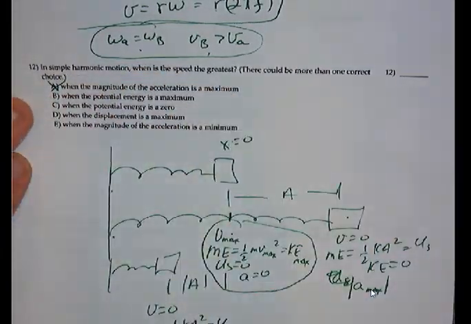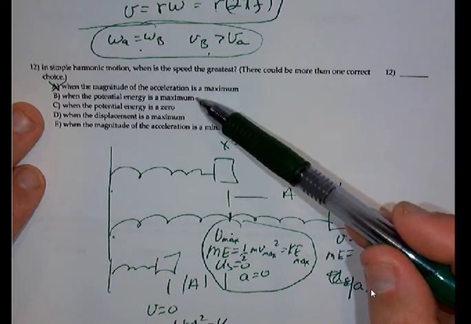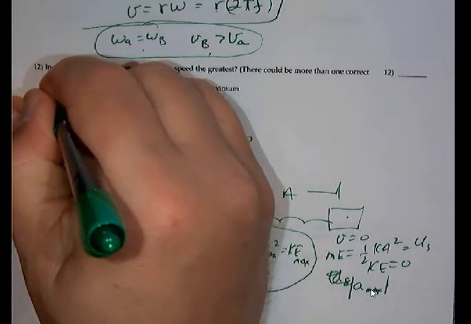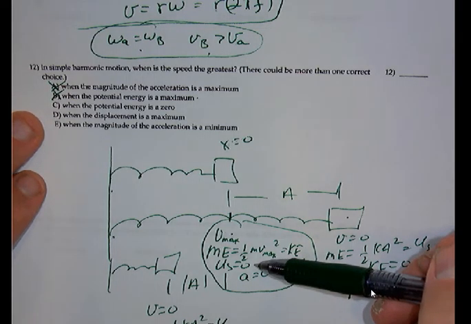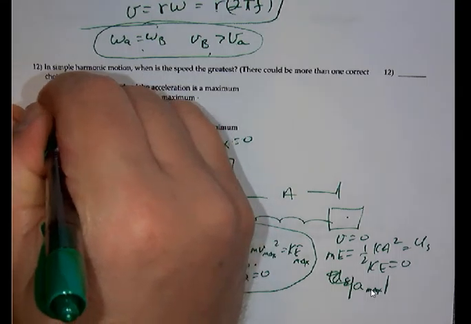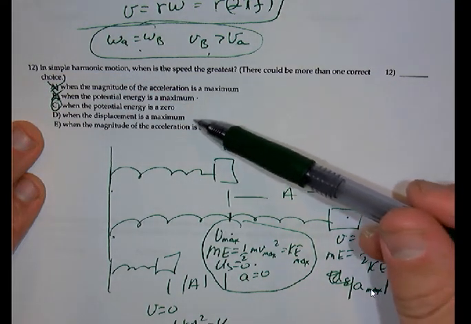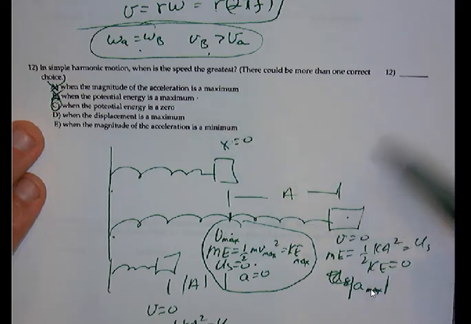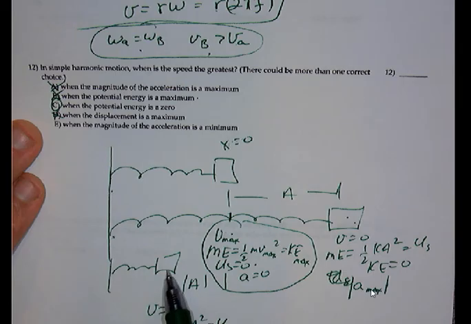So it's not this one because that's where the acceleration will be 0. Where the potential energy is a maximum, well, no. Where the speed's the greatest, the spring potential energy is actually 0. When the potential energy is 0, okay, that works. And it says there could be more than one. When the displacement is a maximum, so that's not true. The displacement's a maximum here and here. That's where it's actually not moving for an instant.